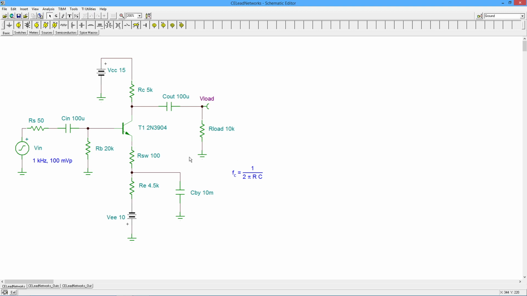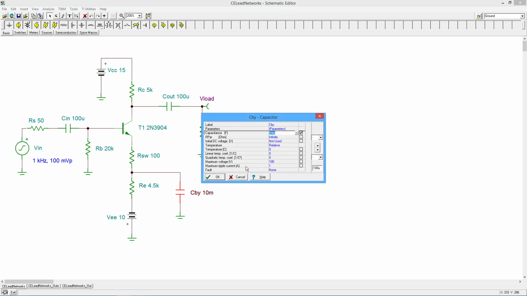Well, first off, before I forget, let me change our insanely large 10 milli over here. Okay, 10 milli. It's just such a huge value, 10,000 microfarads. So I'm going to bring that down to a simple microfarad capacitor.